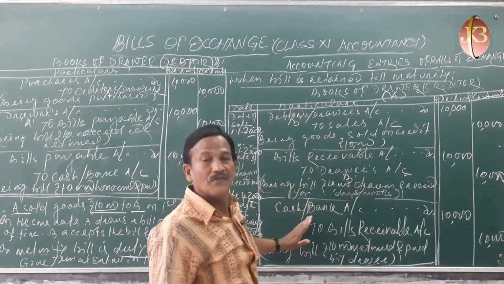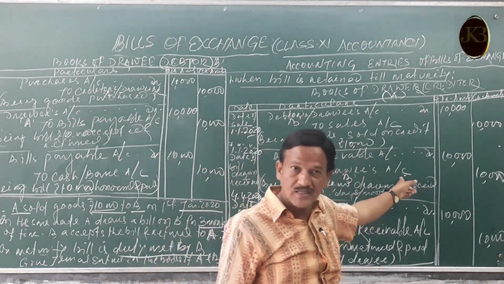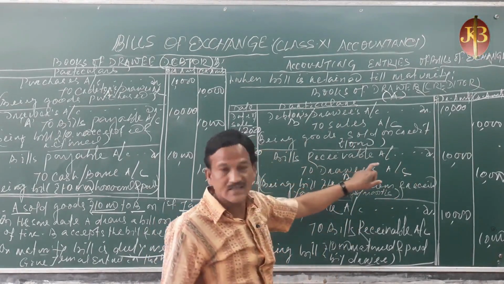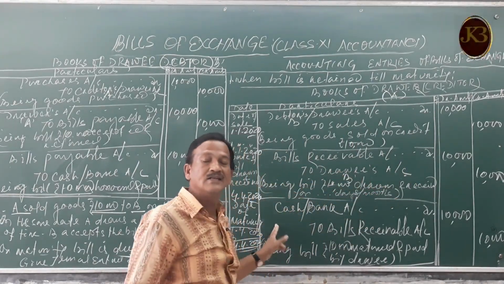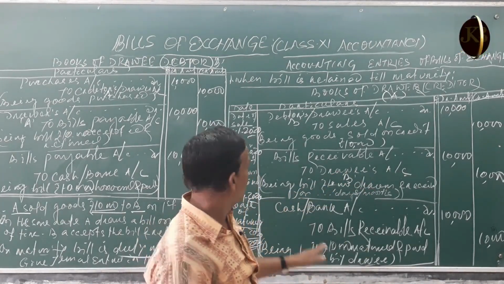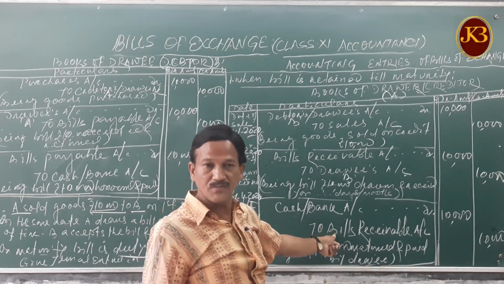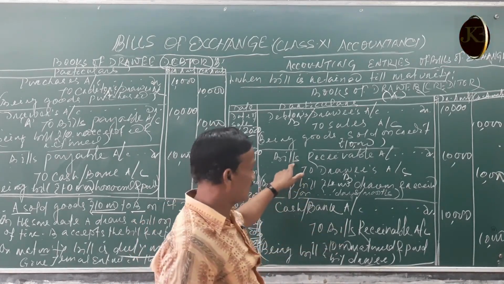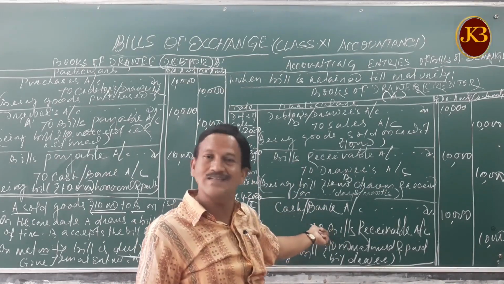So simple. First entry, purchase and sales entry in the books of the drawer. Then second entry, the bill is received from the drawee. Then third entry, the bill is kept till maturity and the bill is matured, payment is received. So cash or bank account is debited to bills receivable account. Here cash is debited, bills receivable is credited because the bill is cancelled and cash is received.